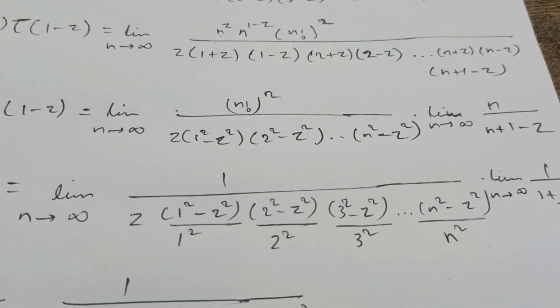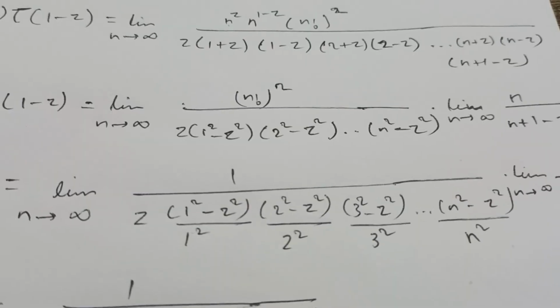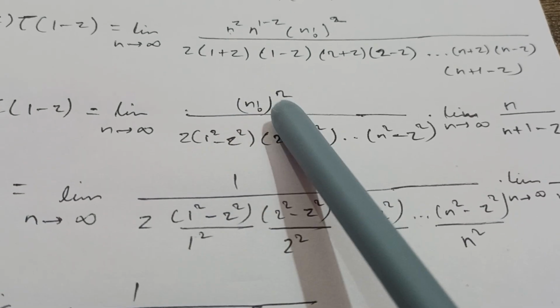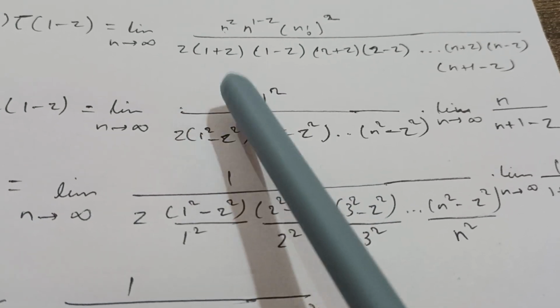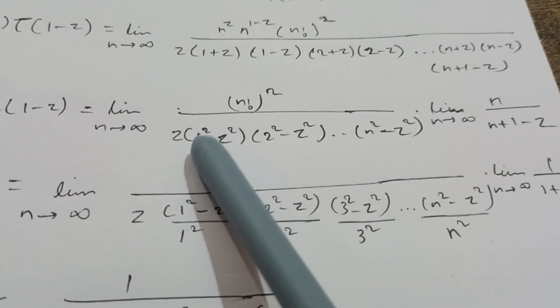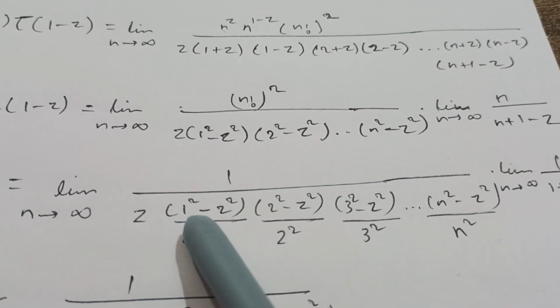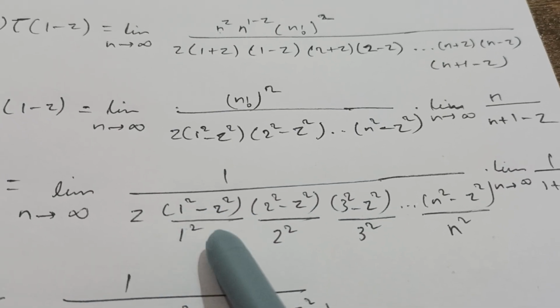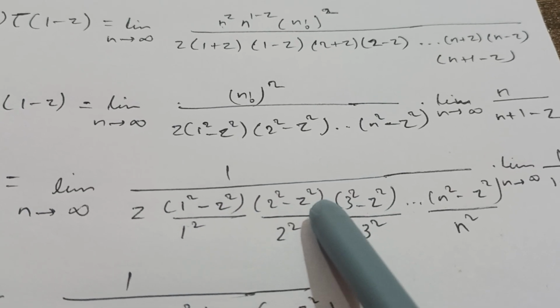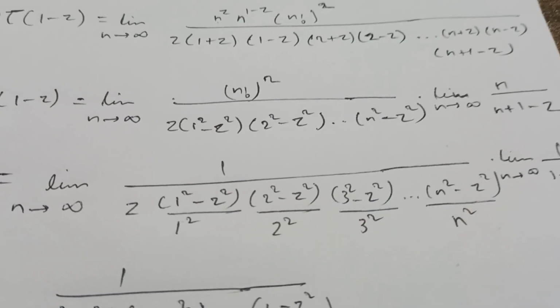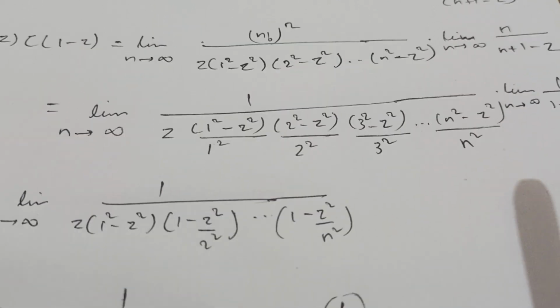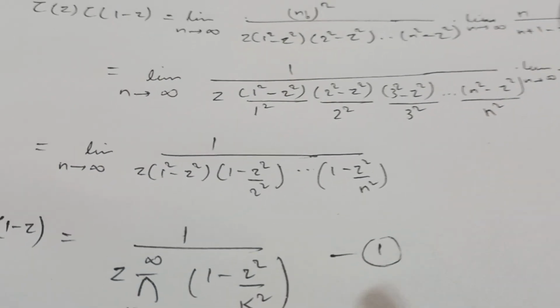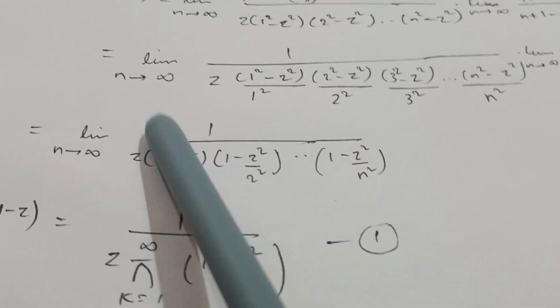Again, move on. So in the denominator we have this, and I am taking this n factorial square and separating it as 1 square, 2 square, 3 square till n square, and giving it to the denominator. See, a pattern is forming, right? After we divide it, it will come to 1 minus z square by 1 square, 1 minus z square by 2 square. You see the pattern, right? Okay, so this is the pattern that we have formed on this one.